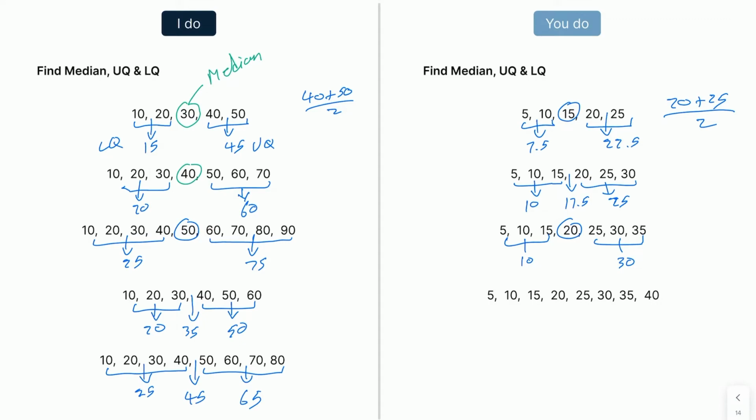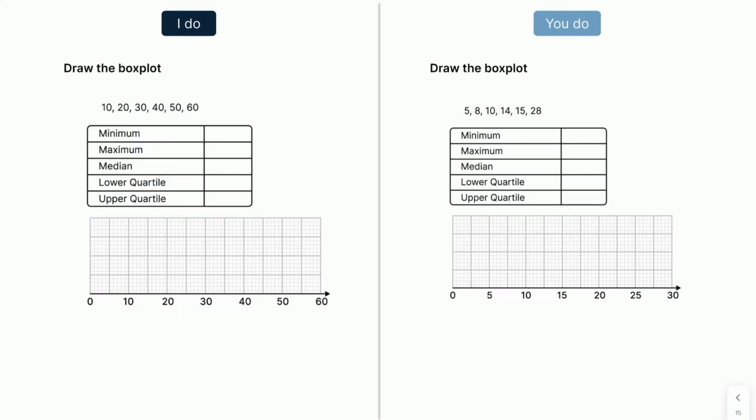And the last one, the median is right in the middle. So that is 22.5. And then the lower quartile is the middle of what's left over. So that's 12.5. And the upper quartile is the middle of what's left over. And that's 32.5. So the reason we did that is because sometimes you get questions like this.